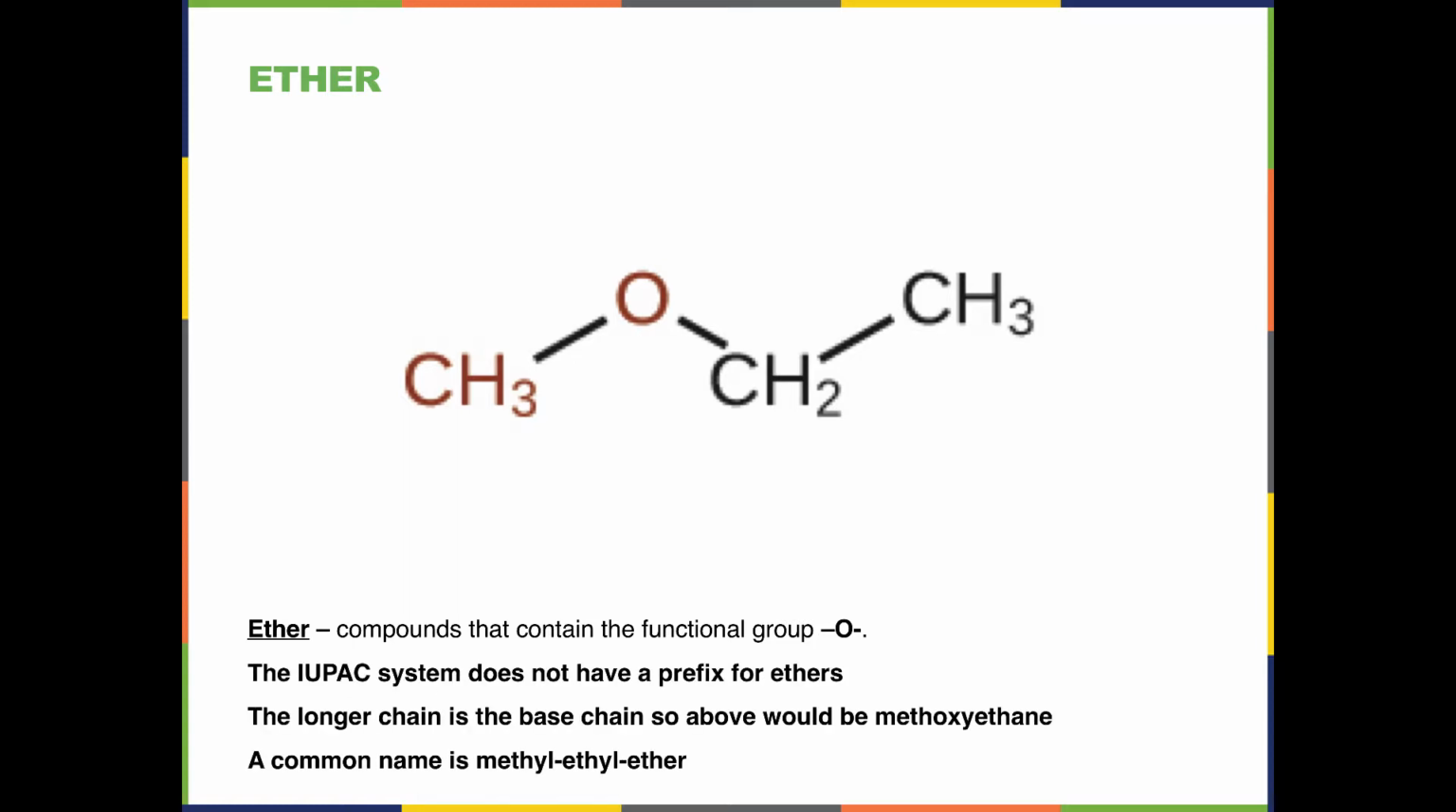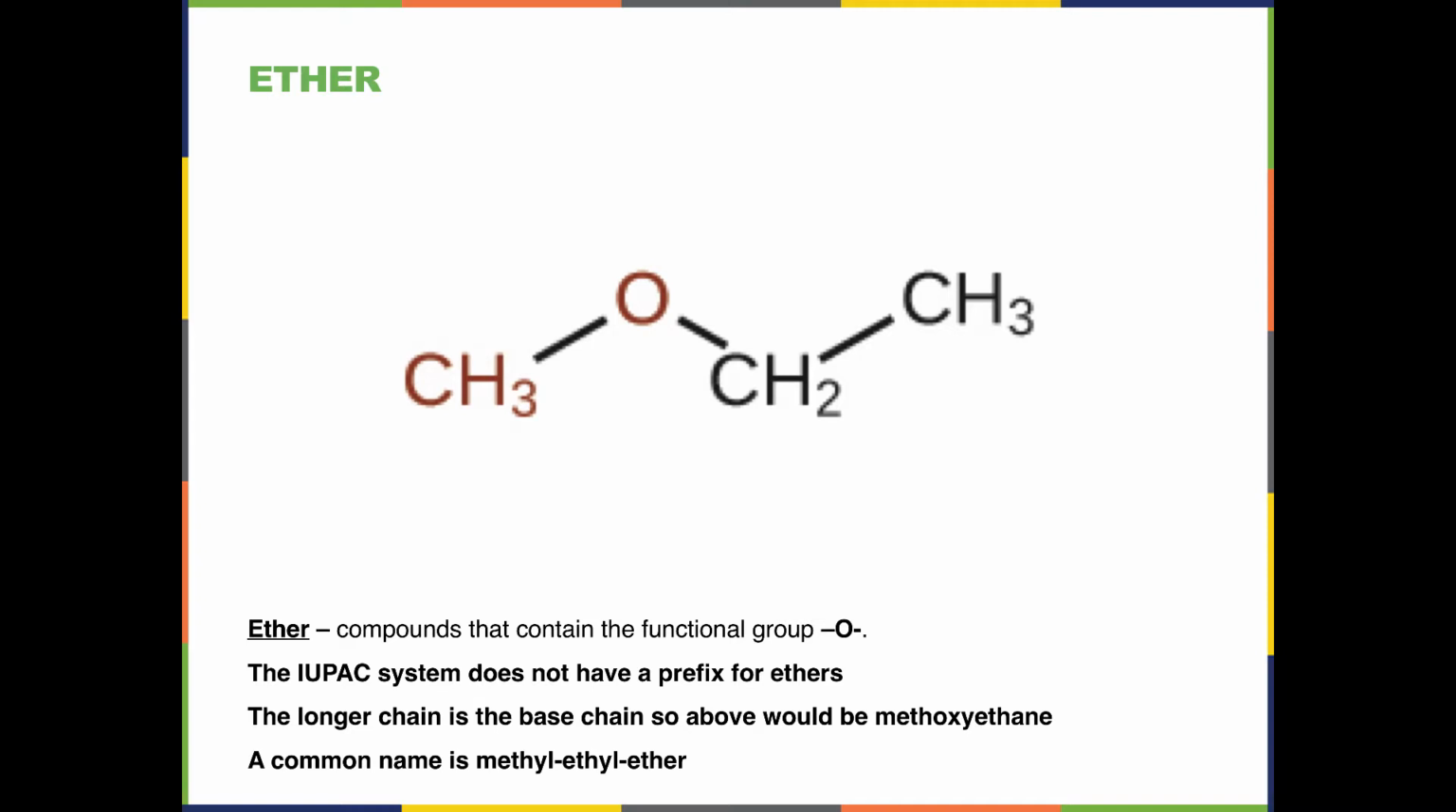The IUPAC naming system does not use or have suffixes for ethers. The long chain is the base chain, so the above would be methoxyethane. So the base chain is the longer of the two, which is a 2-carbon chain in this case. The shorter chain is the prefix, so it's methoxy, as you go from left to right, in this case, methoxyethane.